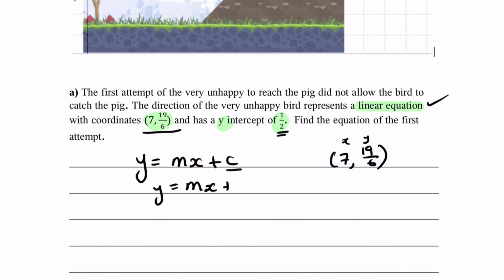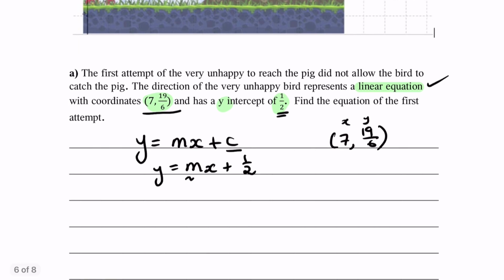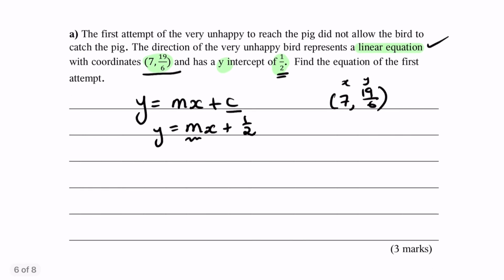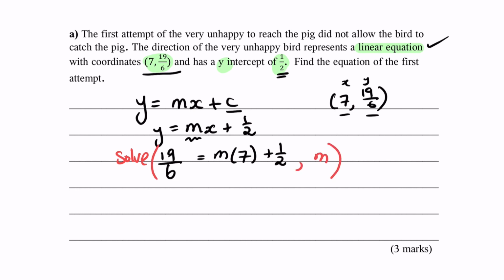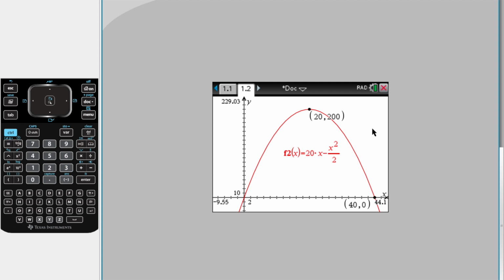So immediately I can just substitute that in like that. Now in order to find m, what I can do is substitute in x and y and solve. So y is 19 on 6 equals m times 7 plus a half. And into our calculator, we can write solve, comma, m. All right, so onto the CAS.